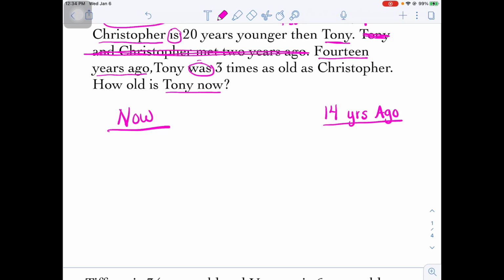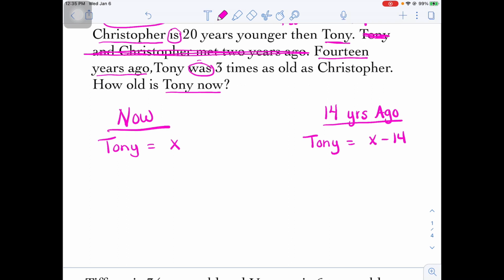Okay, so right now, how old is Tony now? Well, we don't know. So Tony, we don't know your age, so we're just going to call you X. We're calling you X years old. 14 years ago, however, we knew that Tony would be whatever he is now, minus 14. So we can go ahead and say what he is 14 years ago. So he was X minus 14.